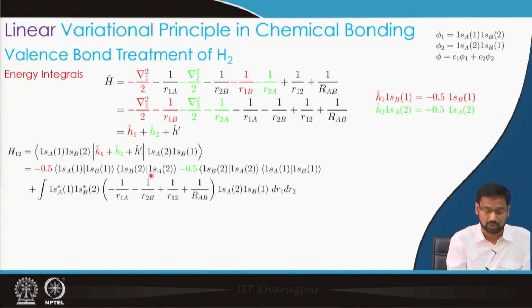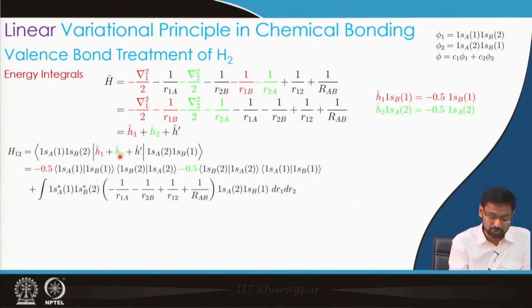So I wrote them 1sB, 1sA. I know that this is an overlap integral S. So this is also an overlap integral S. So the first term gives me minus 0.5 S squared. Similarly, the second term gives me a similar value, that is minus 0.5 S squared.